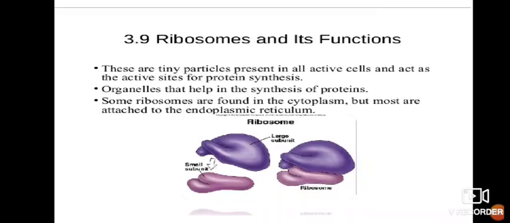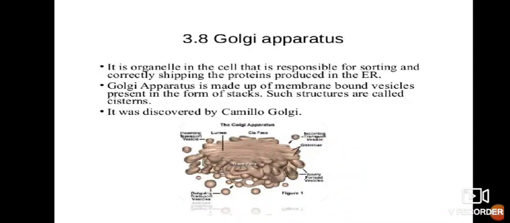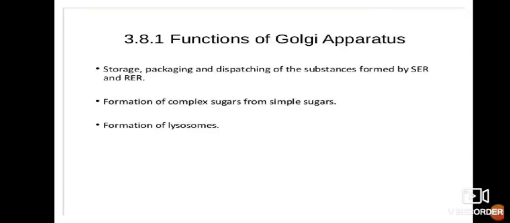Golgi apparatus. Now ribosomes are synthesized inside the nucleus and they move out of the nucleus to stick to the endoplasmic reticulum to form proteins, or they may move in the cytoplasm. Golgi apparatus is like a factory of the cell, modifying the proteins that come from the endoplasmic reticulum and sending them to the place where they are required. It was discovered by Camillo Golgi. Functions of Golgi apparatus: formation of complex sugars from simple sugars, formation of lysosomes.